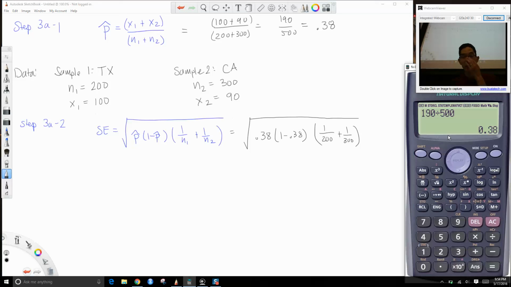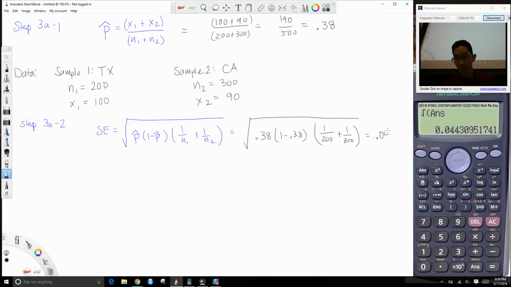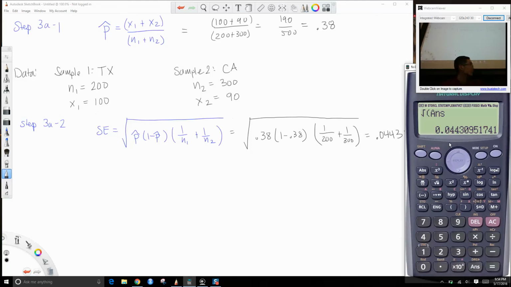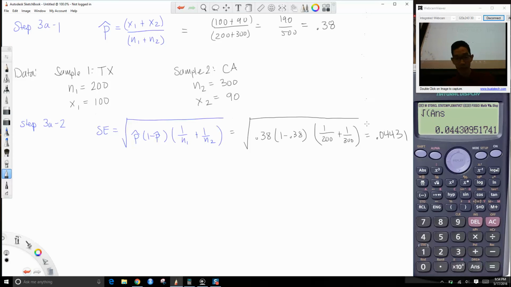Is that okay? All right, so I'm going to just punch that into my calculator. 0.38 times parentheses 1 minus 0.38 close parentheses times open parentheses 1 divided by 200 plus 1 divided by 300 close parentheses equals, square root of that equals 0.004431, okay? So it's just a matter of getting this into your calculator and getting this, all right? So that's our standard error.